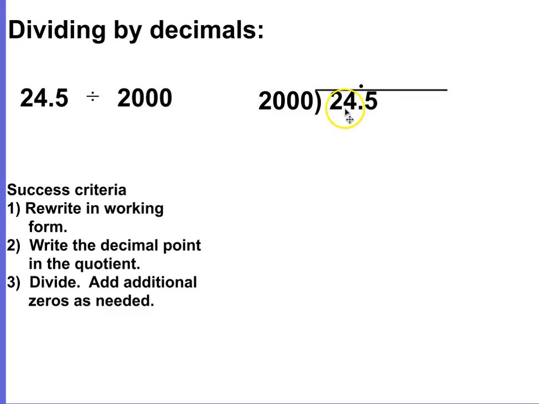I have 2,000 and I'm dividing it into 24 and 5/10. Well, I need to add a couple more zeros. Otherwise, I'm not going to be able to continue. So I have 2,000. I'm going to look at 2,450. I'm not going to pay attention to the decimal point here. 2,000 is going to go into 2,450 one time and multiply back 2,000. Subtract.